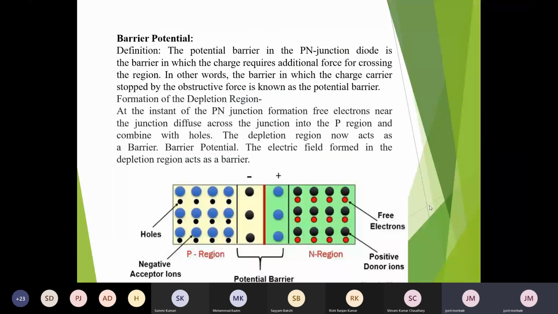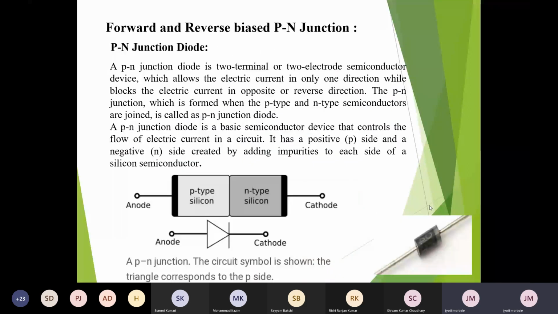Now, forward and reverse biasing of PN junction, this we are going to see now. The PN junction forms the most basic semiconductor device, that is the semiconductor diode. Remember, di means two and ODE stands for electrodes. So there are two electrodes, we can say positive and negative, which are called anode and cathode. Diode means two electrodes. Diode has two electrodes for two regions.